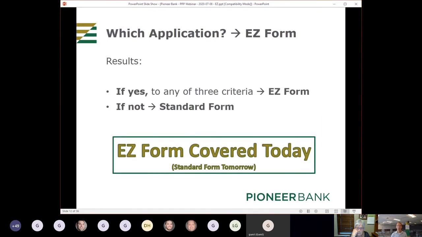All right, so when we get to the end of this, if you can say yes to any of those 3 criteria, you get to use the easy form. If not, you use the standard form. Now, a lot of the things between the 2 forms are the same. The only thing that gets the weirdness on the standard form is when you did say reduce employees or reduce paid hours, there's just some extra calculations. But today we're going to be covering the easy form. If after you went through this, you said, oh crap, I'm in the wrong one, we are covering the standard form tomorrow, so you can feel free to join in for that one as well.